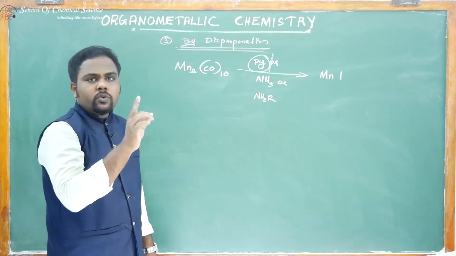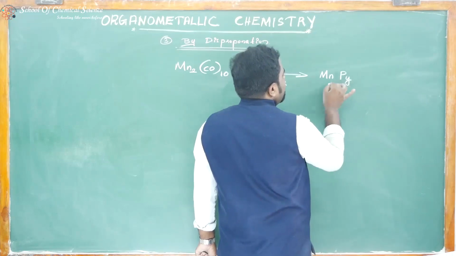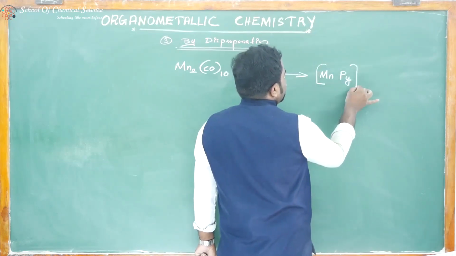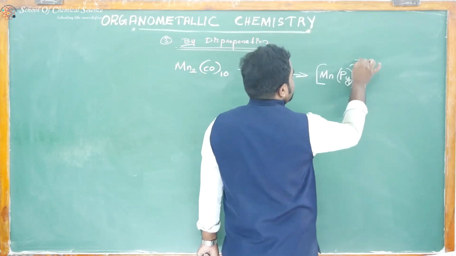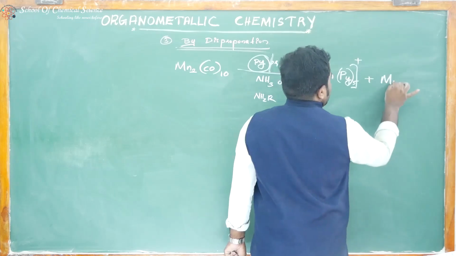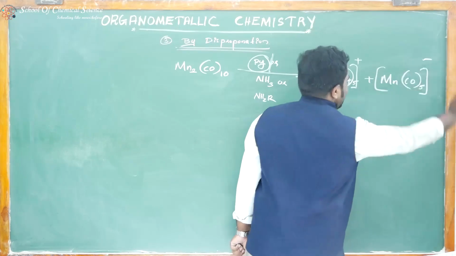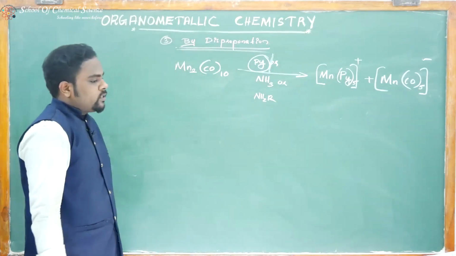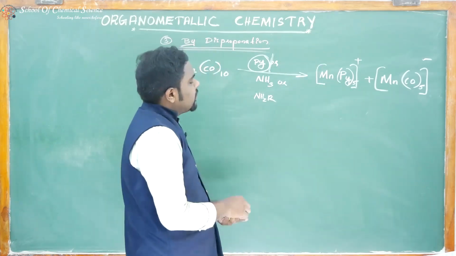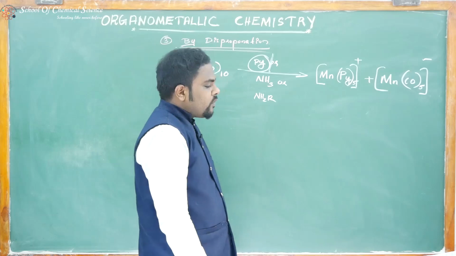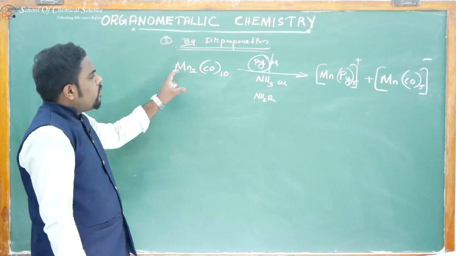Mn2CO10 equally divided into MnCO5 and MnCO5. One becomes MnPy6 plus, and the other MnCO5 minus. This will be your product. So what will be your product? MnPy6 plus and MnCO5 negative. Clear?